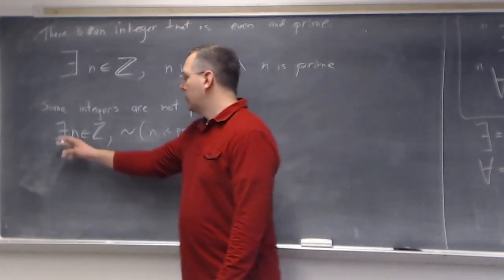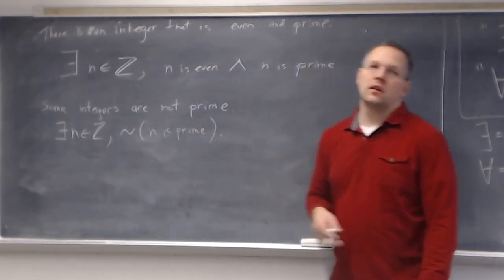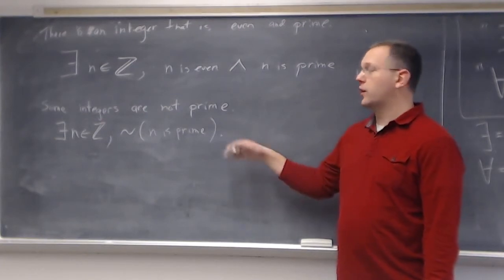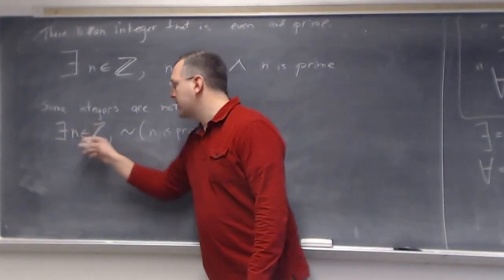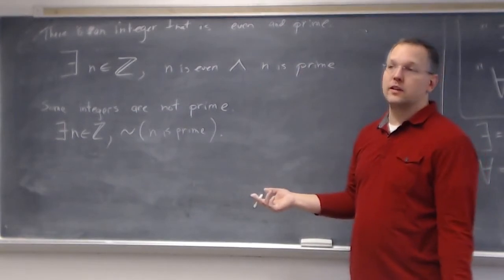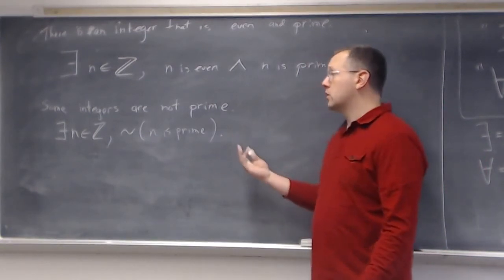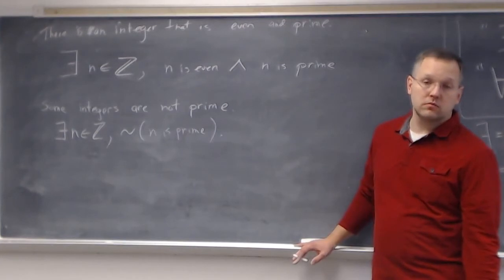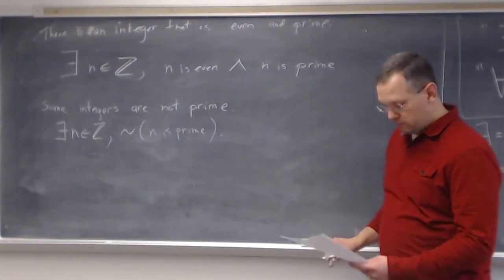So you could read this literally: there exists an n, which is an element of the integers, such that it is not the case that n is prime. That would be a literal translation, and that's fine. But what are you trying to get at here? You're trying to say that some integers, or there exists an integer, that is not prime. There exists an integer that is not prime, or there is an integer that is not prime, or some integers are not prime. There's more than one correct way to translate this back to English, and some of them are more normal sounding uses of English. Any other questions?